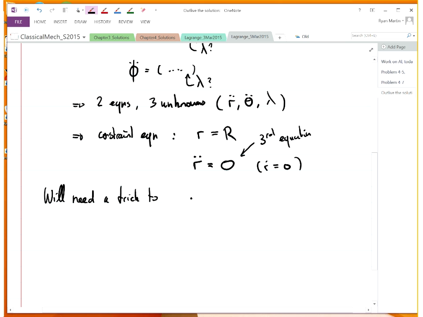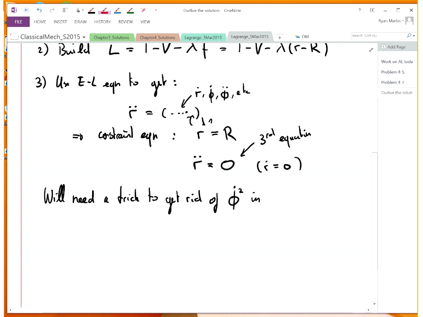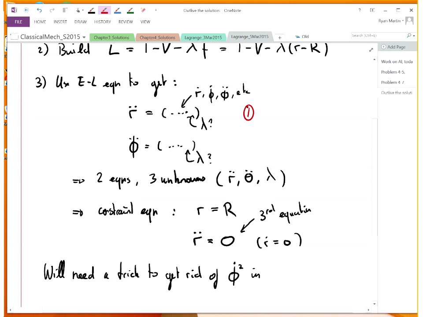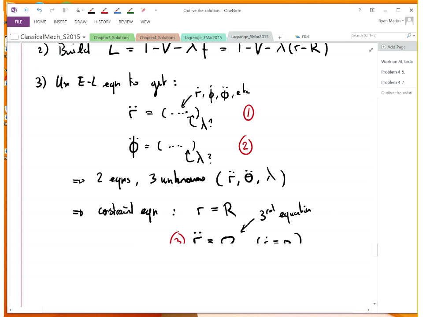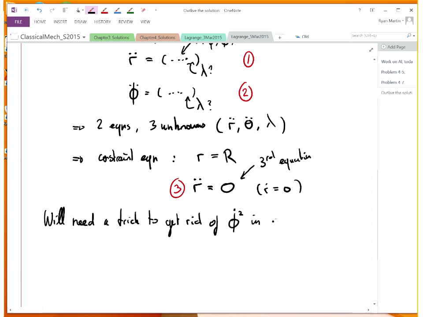To get rid of phi dot squared, let me label the equations. From the R equation and the Euler-Lagrange equation, let's call that 1. You're going to get a second equation from the Euler-Lagrange equation in phi, let's call that 2. And the constraint equation, let's call that 3. You'll need to get rid of a phi dot squared in equation 1.